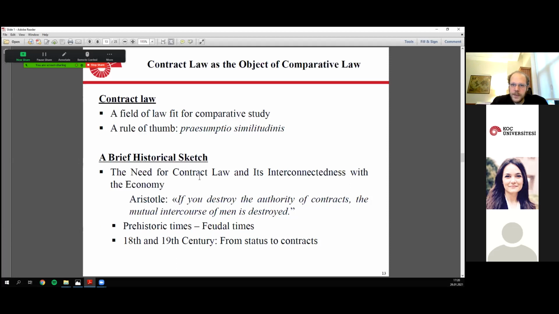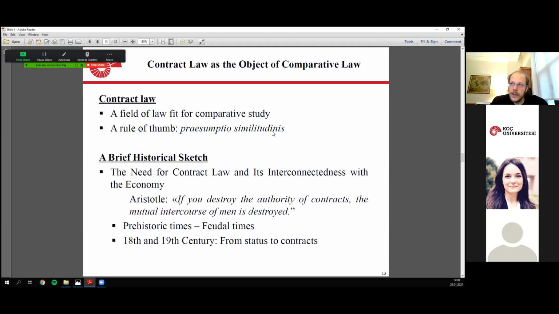And this is explained with the rule of thumb, praesumptio similitudinis. This means that if you are looking at a problem from a comparative perspective in contract law, it is expected that you would find similar solutions provided by different jurisdictions. If you do not find them, you should be careful. You should doubt your analysis and go back. And this is a rule of thumb usually adopted by comparative lawyers in contract law.